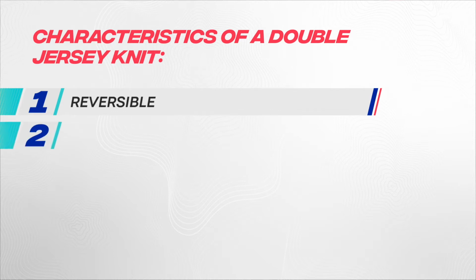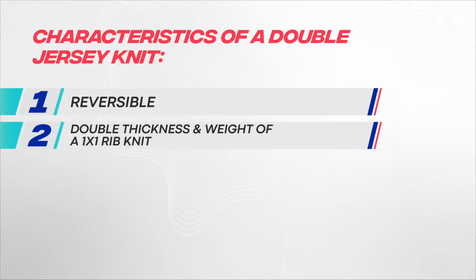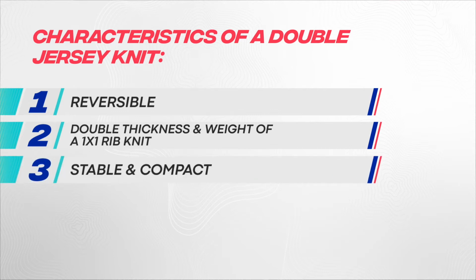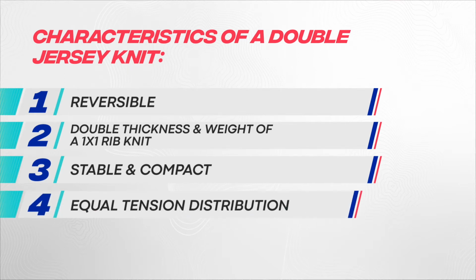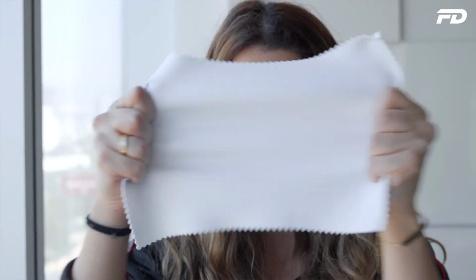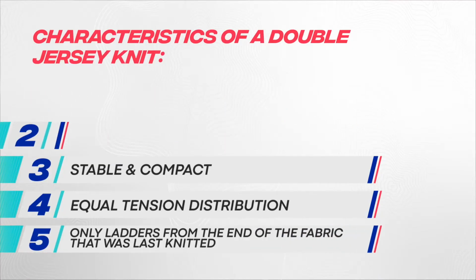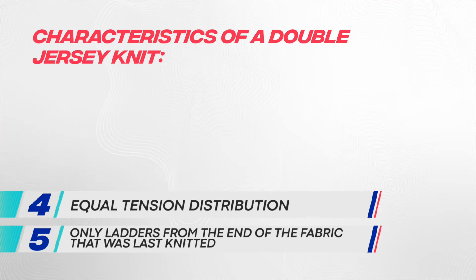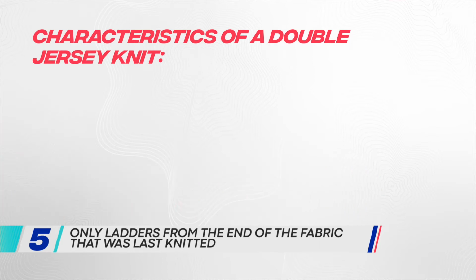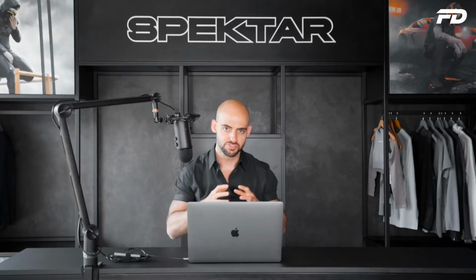2, it has double the thickness and the weight of a 1x1 rib fabric. This lends itself to having a lot more structure and a lot more presence when it comes to draping the fabric. 3, it's a lot more stable and a lot more compact, especially when compared to the single jersey knit. Also, it does have equal tension on all sides and it won't curl up when cut on the raw edge. And lastly, it only ladders on the ends of the fabric where it was last knitted. Again, this lends itself to having a much more durable construction and a much more durable experience than something like a single jersey knit. Well, where would I actually use this fabric?